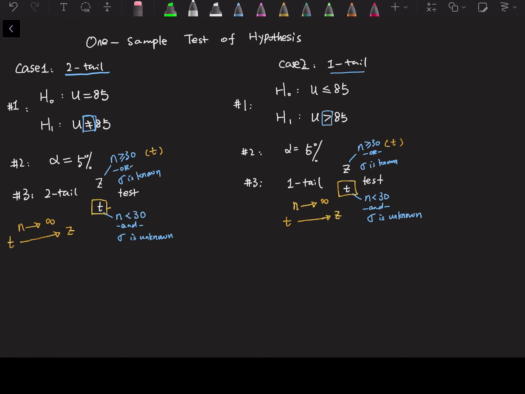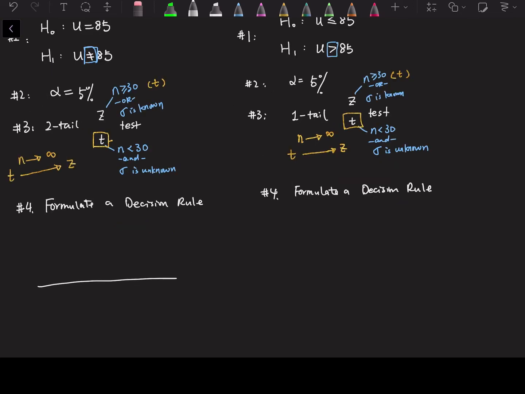And step number 4 is formulate a decision rule. Then you can better understand it by visualizing the problem, by showing it graphically. Now let me show you the graph.